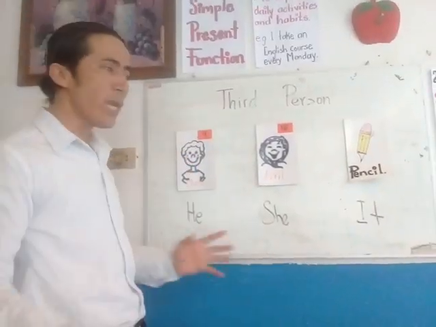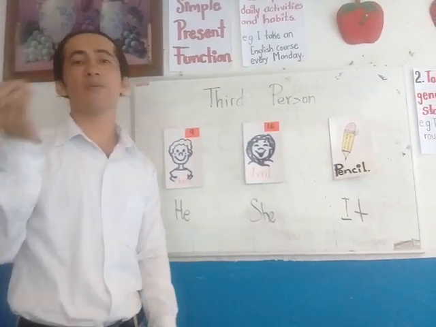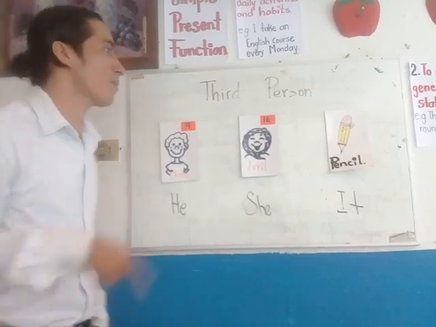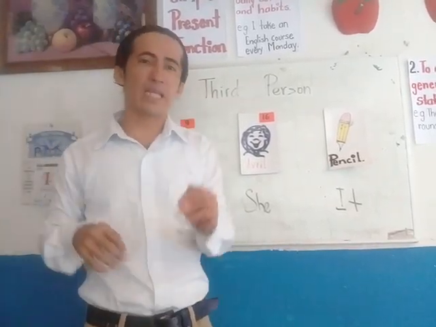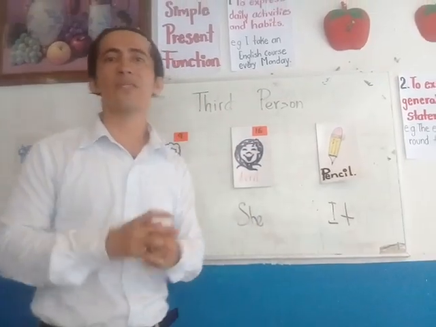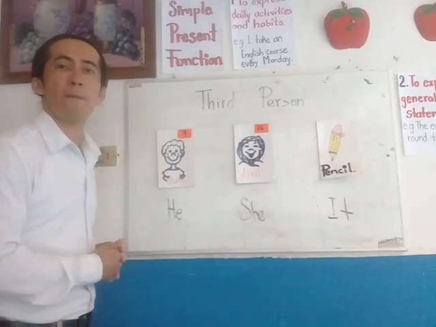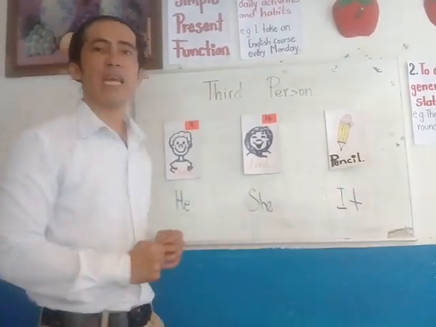So, my friends, when we use the third person talking about the simple present tense, the verb has a change. Which is that change? We have to add the letter S to the verb when we talk about this person. Okay? The third person: he, she, and it.